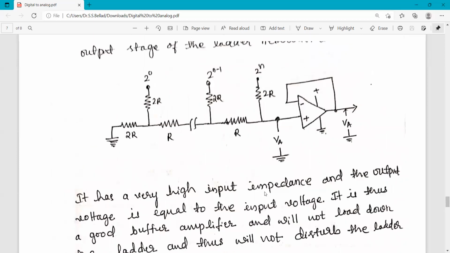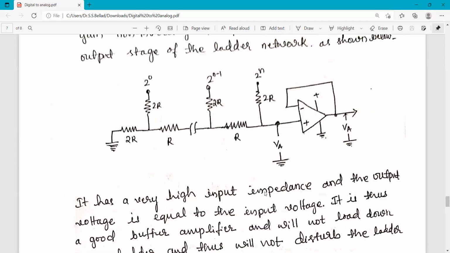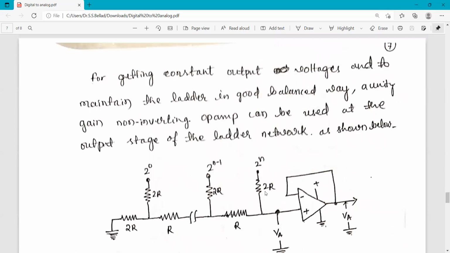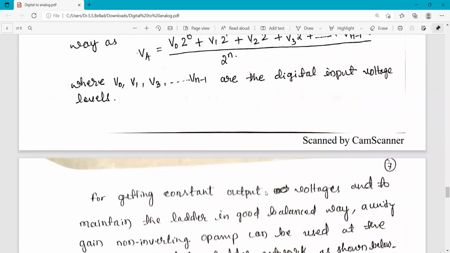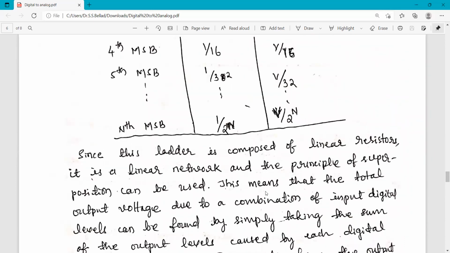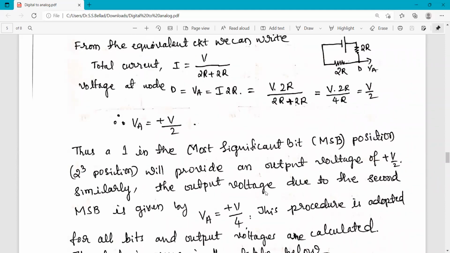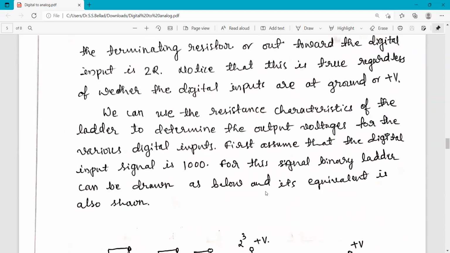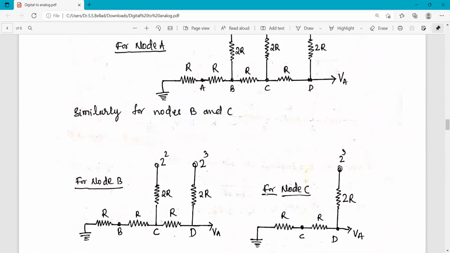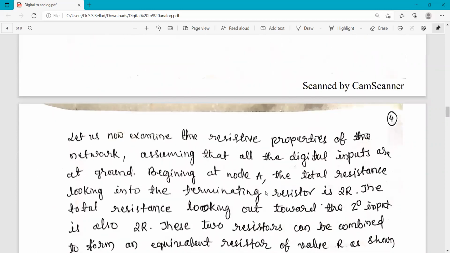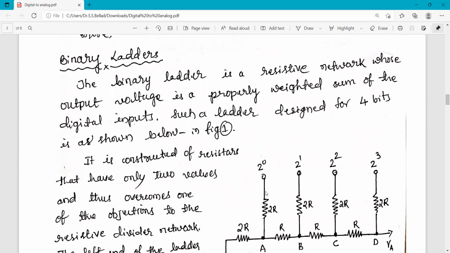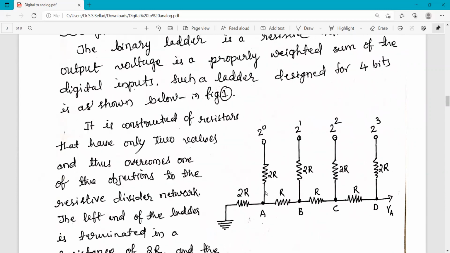So this is about the R-2R ladder network, and this is a very important ladder network used in many circuits, and we have to understand this clearly. So this is the end of the R-2R ladder network. In the next class, I will take up another network which converts the digital input into analog.